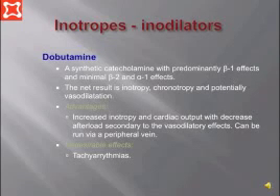Dobutamine is an inodilator. It is a synthetic catecholamine. Its main effects are via the beta receptors. The beta-1 effect leads to inotropy and chronotropy, similar to adrenaline. However, the beta-2 effect leads to vasodilatation. Again, a main complication is a tachyarrhythmia.